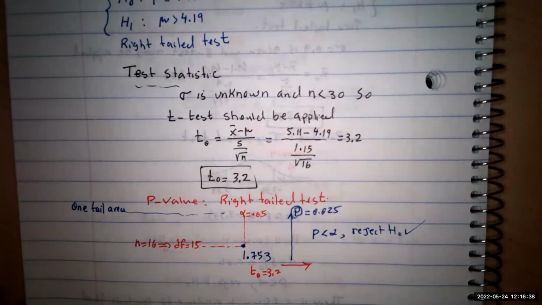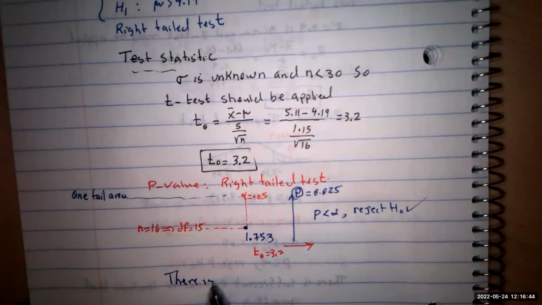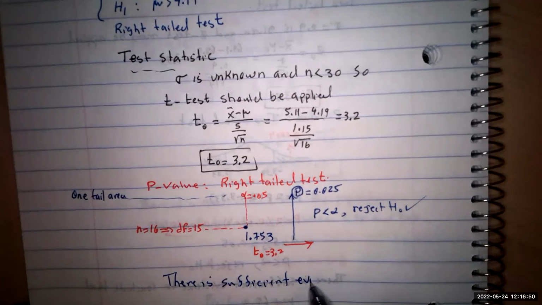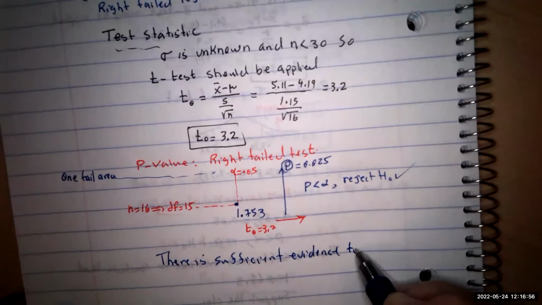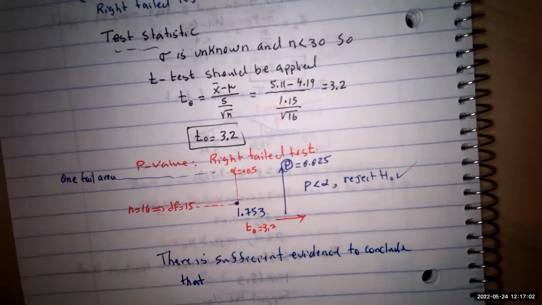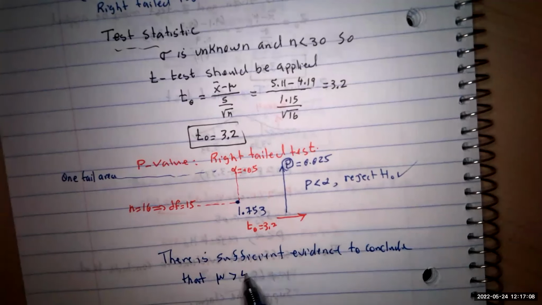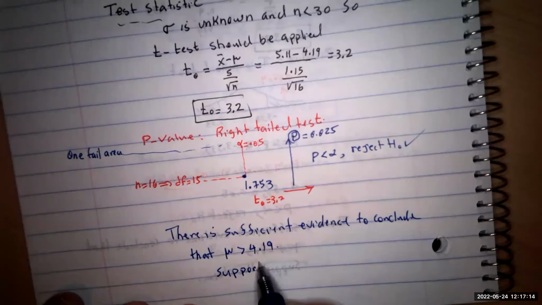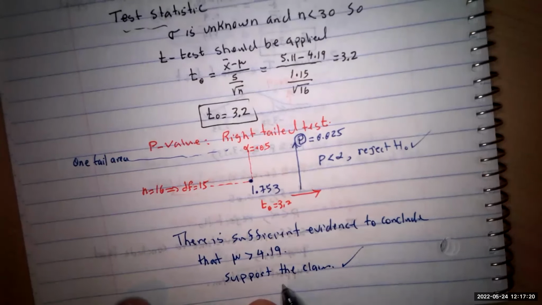When you reject the H-naught, it means you like the other one. So the conclusion is going to be there is sufficient evidence. You support the other one. Sufficient evidence, or basically, you support the claim, you accept it. There is sufficient evidence to conclude that the other one is correct: mu is greater than 4.19. And you support the claim.